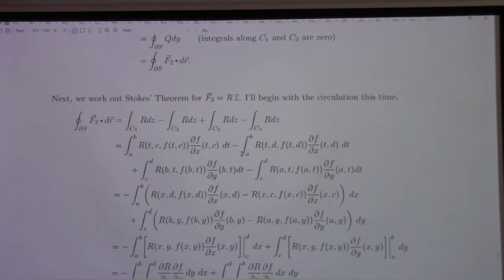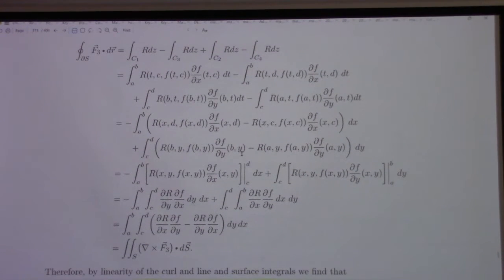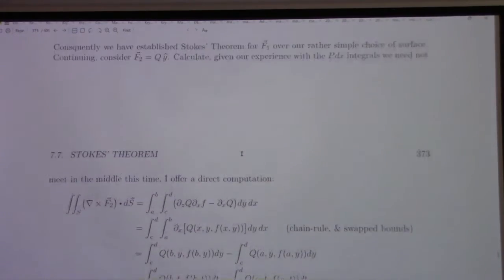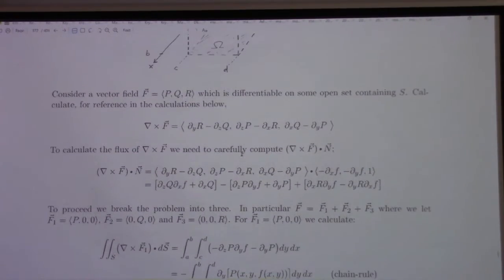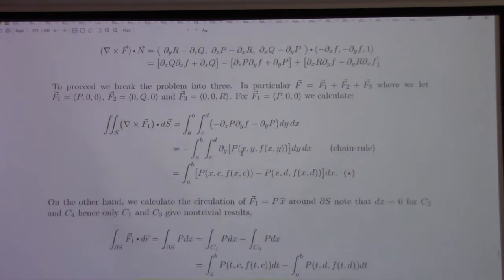I also have a gory proof of Stokes' theorem by just straight calculating it for a graph. So here's the calculation of Stokes' theorem for a graph which has the form z equals a function of x and y. To calculate Stokes' theorem, I compare the flux integral of the curl with respect to the graph to the line integral of the vector field around the four edges. The details of that are here.